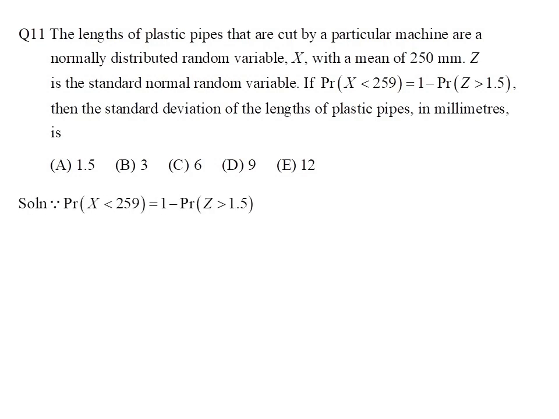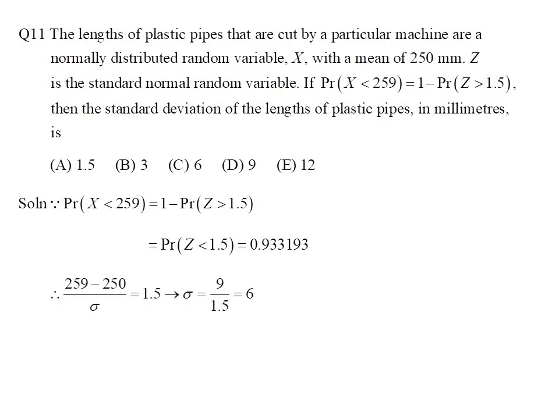Since PR of x is less than 259 equals 1 minus PR of z is greater than 1.5, which equals PR of z is less than or equal to 1.5, which is 0.933193. So 259 minus 250 all over sigma, the standard deviation, equals 1.5. Solve this simple equation. We obtain that sigma equals 9 over 1.5, which is 6. Hence, the correct answer for question 11 is C.